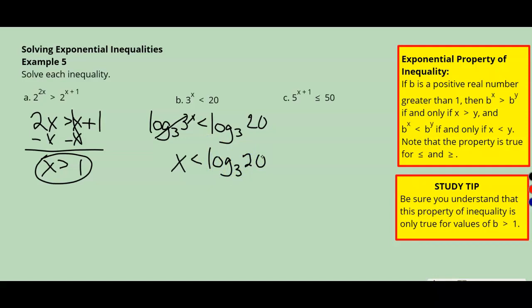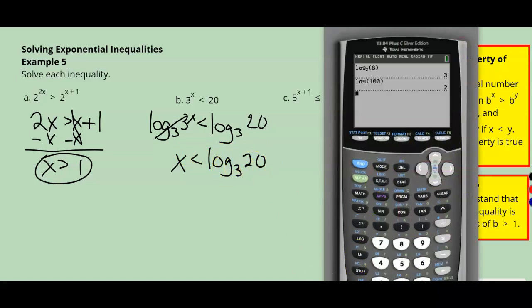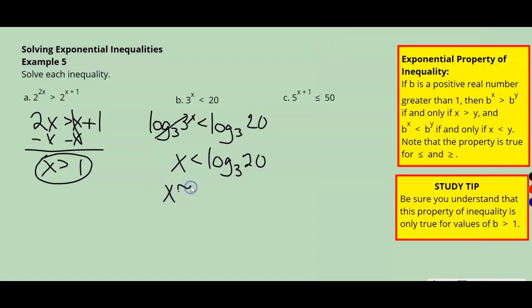And hopefully you remember from previous lessons that you can type this in your calculator. You can either use the change of base formula and do log of 20 divided by log of 3, or you can just use the button I showed you and type in using the log base button. So if you go to math, arrow up to log base 3 of 20, and that gives you your answer here. So it's going to be approximately 2.727.